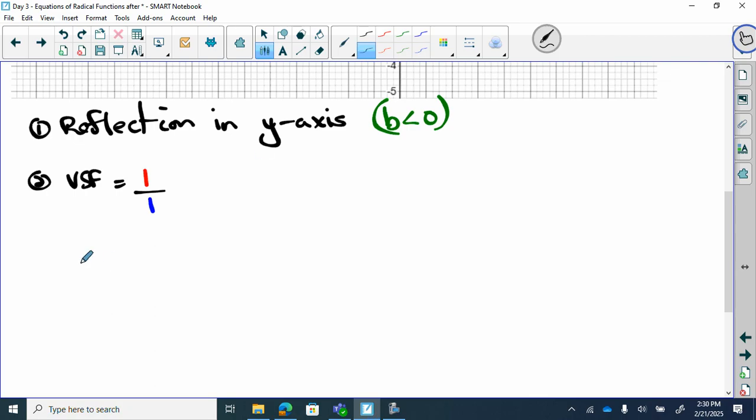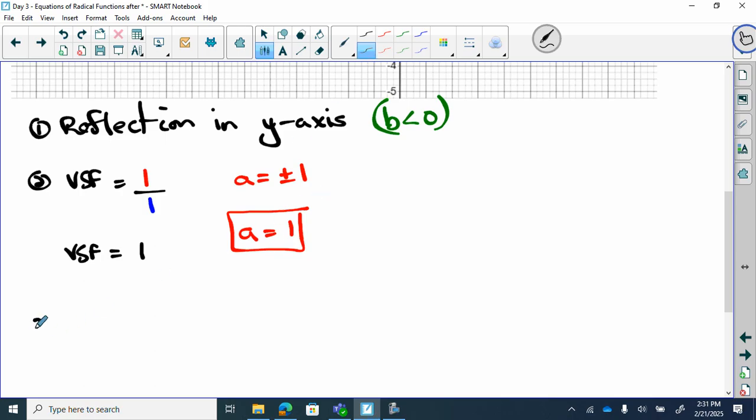What's the vertical stretch factor? That means that A would be plus or minus 1. Which one? Plus 1. Why do I pick a positive 1? Because it wasn't reflected in the x-axis. So really, there's no reflection in the x-axis, and there's no stretch about the x-axis. A is just a 1.